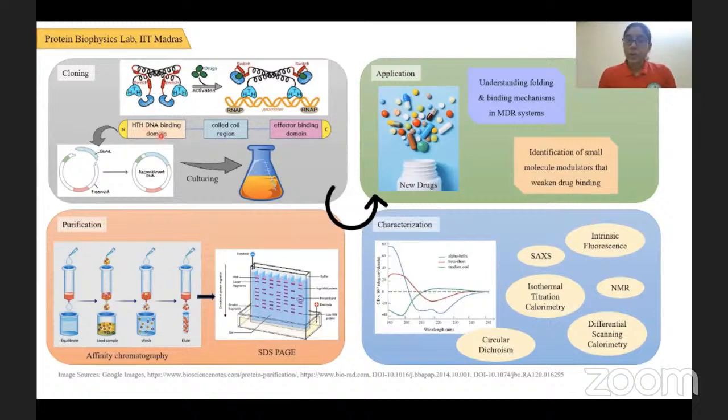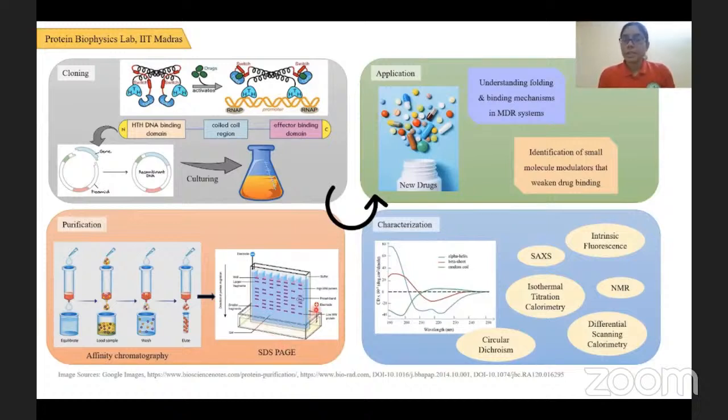So the gene encoding this protein is cloned into a plasmid vector, which is then transformed into E. coli cells. The cells are cultured and the protein is then purified through a series of chromatography steps, and the purity is checked through SDS-PAGE, polyacrylamide gel electrophoresis.